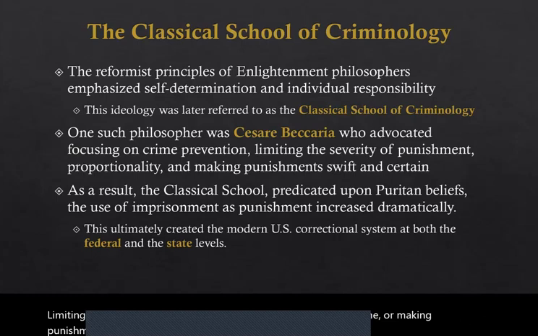As a result, predicated upon these Puritan beliefs, we started using imprisonment as a punishment way more than we did in the past, right? The idea here is there's going to be prevention, the person is responsible for their actions, but it shouldn't be too severe. We shouldn't kill everyone for every minor offense. So jails started going up, proportionality. You did X, so proportionately, we should do X number of units of harm to you. Basically, the classical school and the Puritan beliefs merged and created the modern day correctional system at both the federal and the state levels.